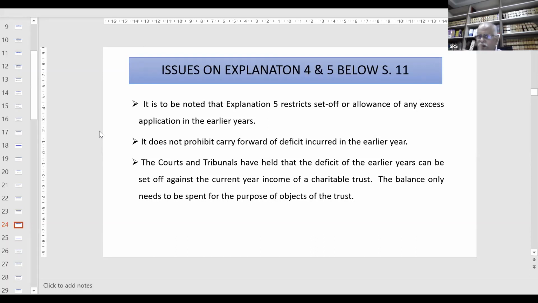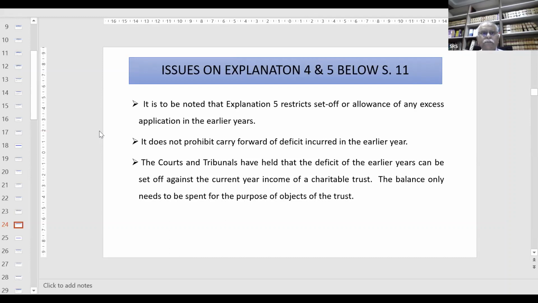And mind you, this Explanation 5 does not cover such deficit. It covers only excess application. There is a difference between excess application and the deficit. So deficit is not touched by this amendment. What is sought to be plugged is only claiming the excess application as application of the subsequent year.